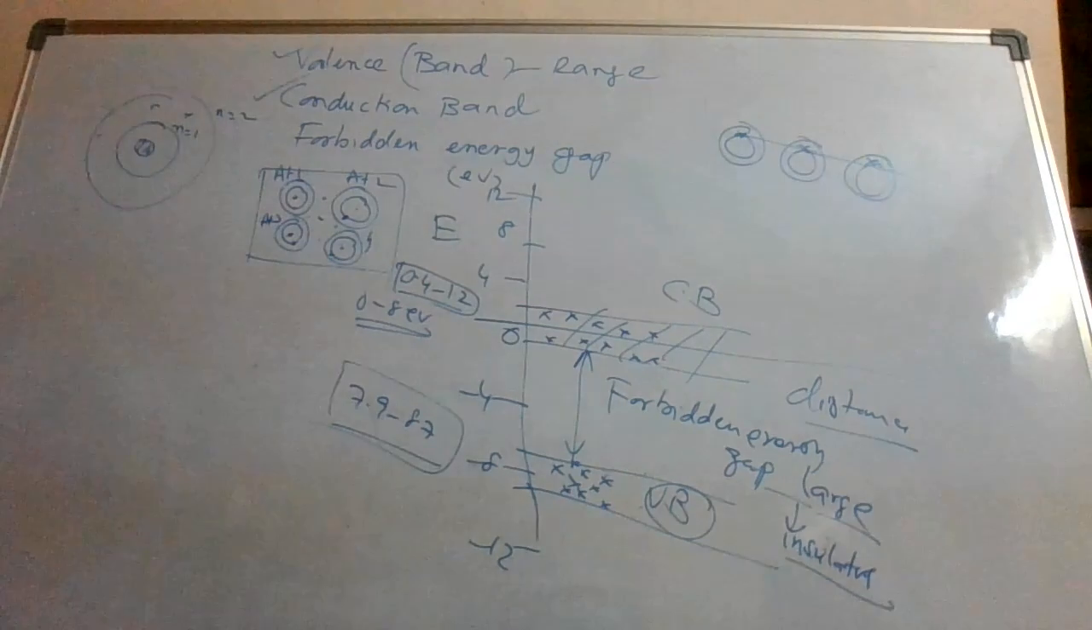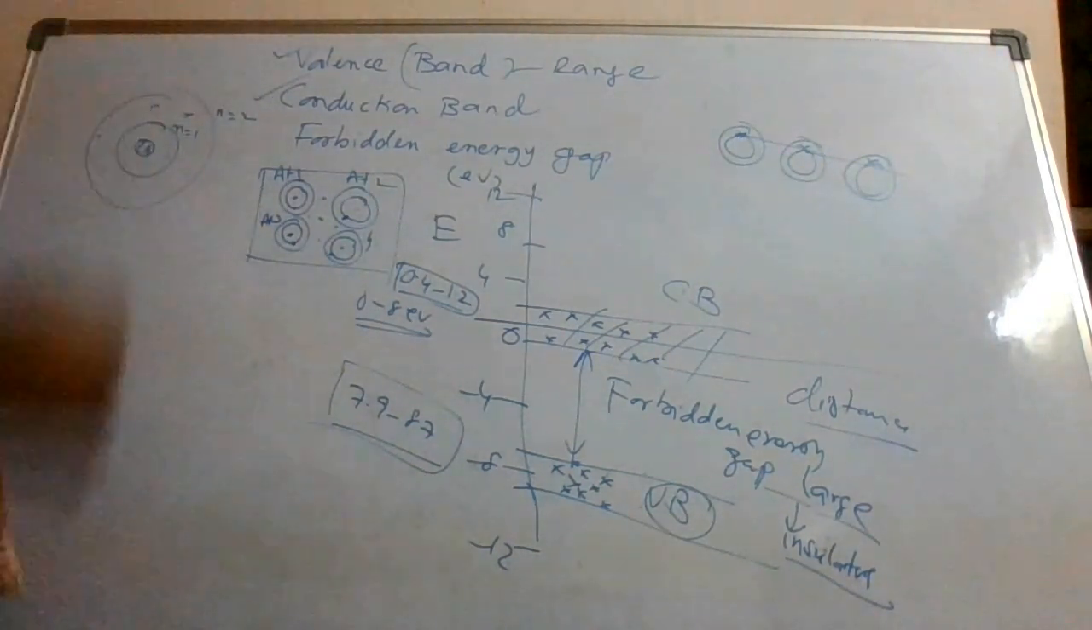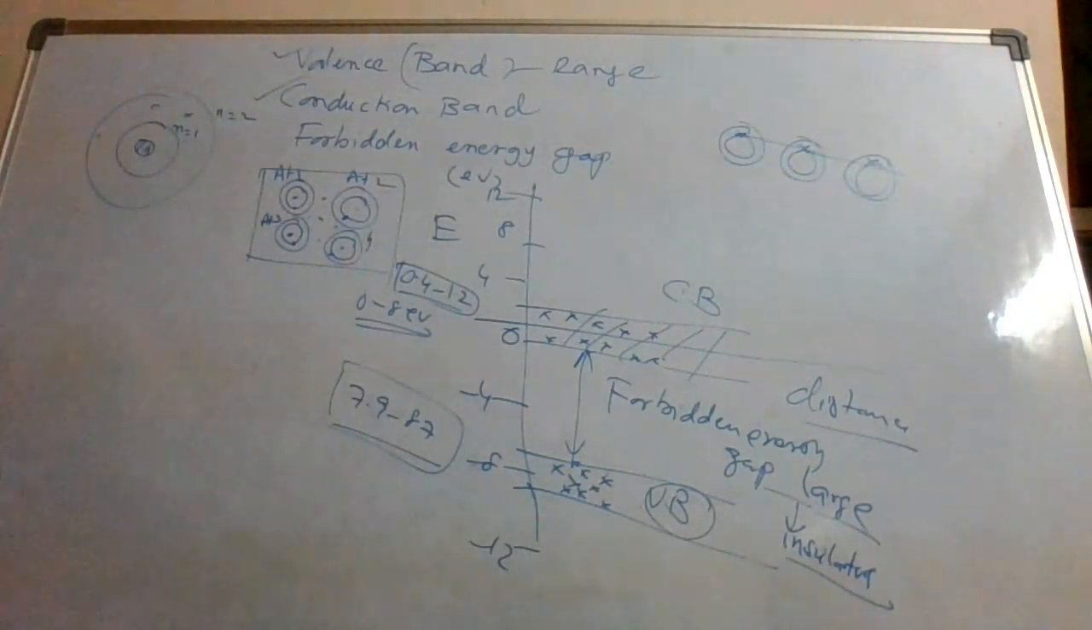Understood? Why do they behave like insulators? Because in insulators, from the valence band to the conduction band, you have to provide energy, and that energy is very large. So that is why they behave like insulators.